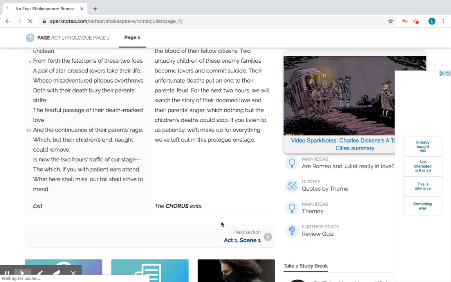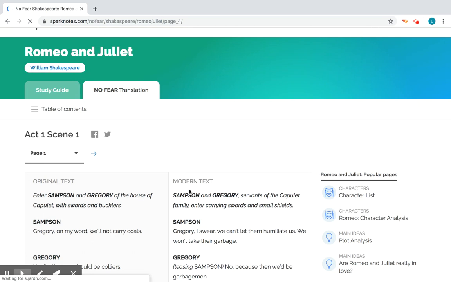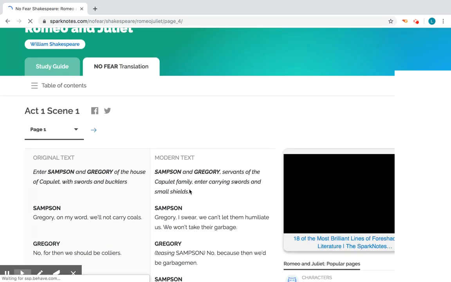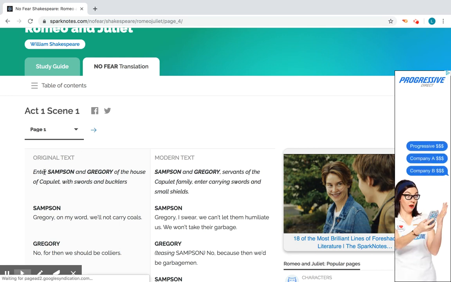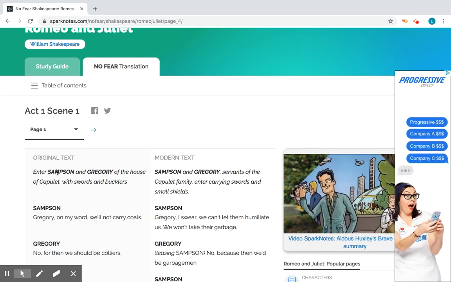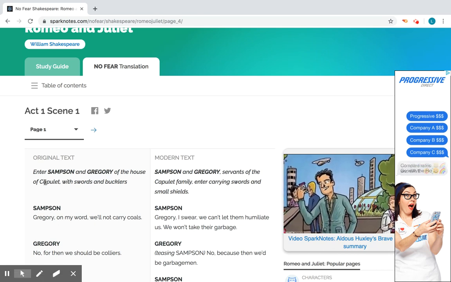So I'll try to keep Spark Notes up with it. Chances are I'm probably not going to be very successful. It goes pretty quick, but it starts right away. And we have two Capulets, Samson and Gregory. If they're a Capulet, they're Juliet's.